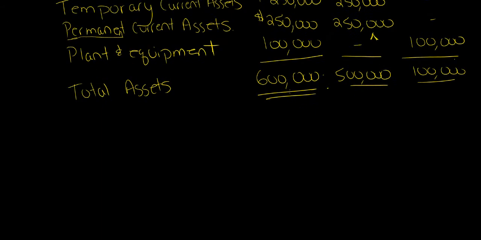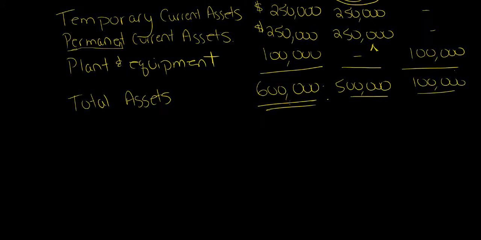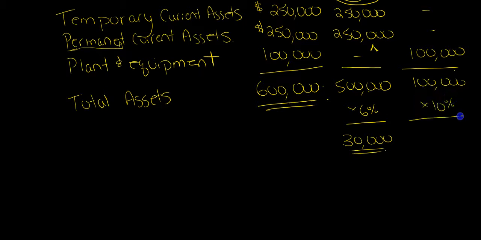So what I need to do is figure out what my interest is on these. So 500,000, and I said short-term interest rate is 6%. So 500 times 6% is 30,000. So that's how much interest you would pay on the short-term assets. And then if we do 100,000 times 10%, that's how much we're going to pay on the long-term assets. Okay, so in total, we're going to pay $40,000 in interest.